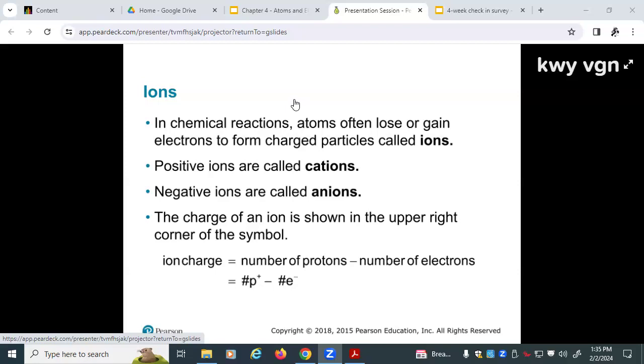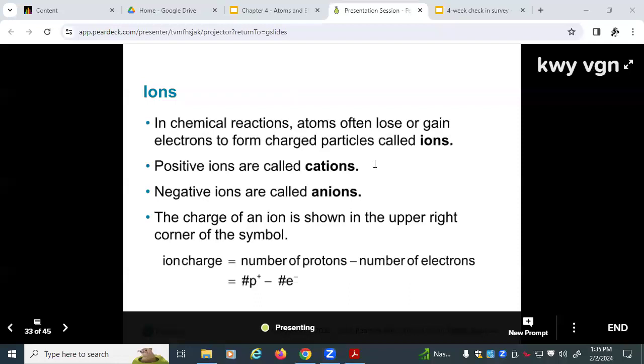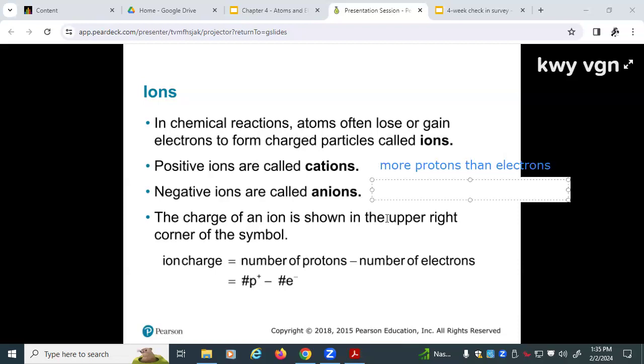And ions come in two different forms. We either have the ions that have more protons than electrons, so therefore they have a greater positive charge. Those are called cations. And we have negative ions, those that have more electrons, and those are called anions. And I made reference to anions when we were talking about the oxoanions just a couple of minutes ago.